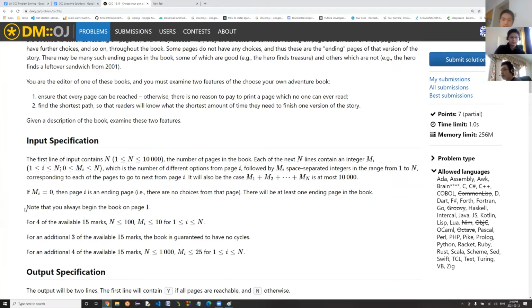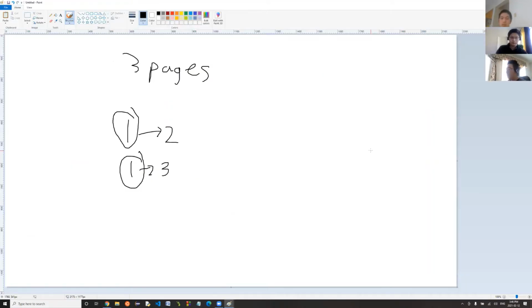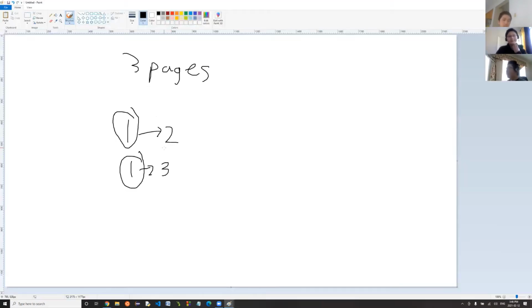And then the other important thing is we notice that there will always be at least one ending page. This is important because if there's no ending page, something might happen. You can think about what might happen now. I'm going to explain it later. Just keep it in your mind.